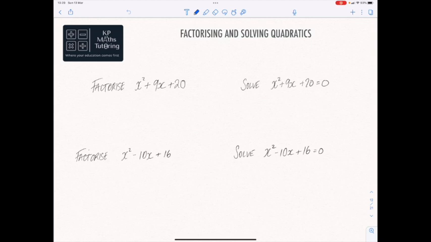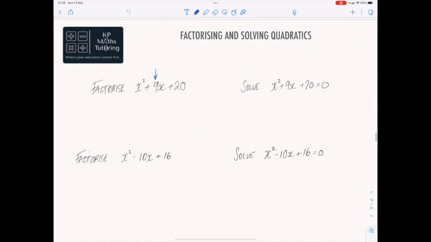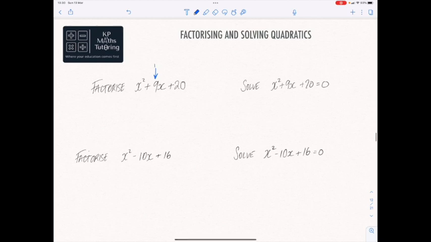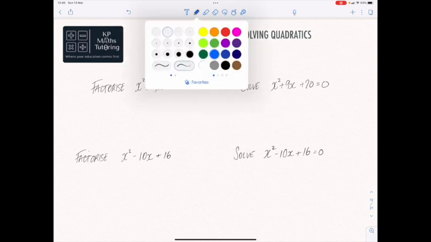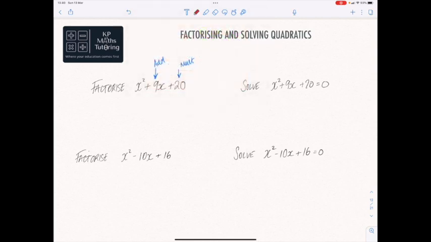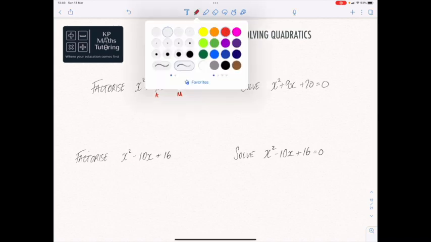So let's talk first of all about the factorising process. Here I'm looking for two numbers that add to give me 9 and multiply to give me 20. If you're ever not sure which way round that is, think about it alphabetically. It goes AM, like the morning, it's in the AM. So add to 9, multiply to 20. That can be quite a good way to remember it.